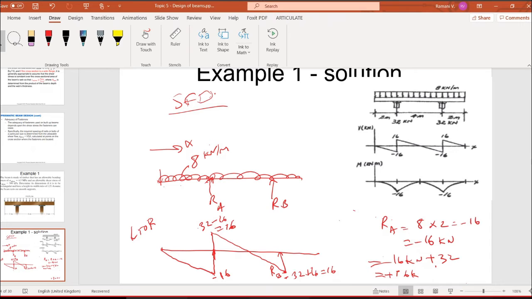Again at this point you will not have just 16, the load continues. If no load, then you stop here. Because the load continues, you will have another 16 here, right? Another 16, or 32. You will end up with 32 here.